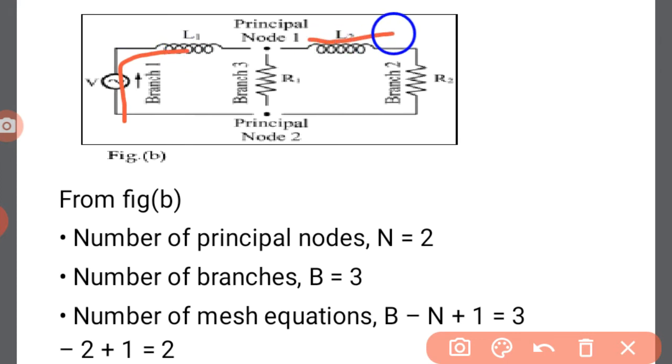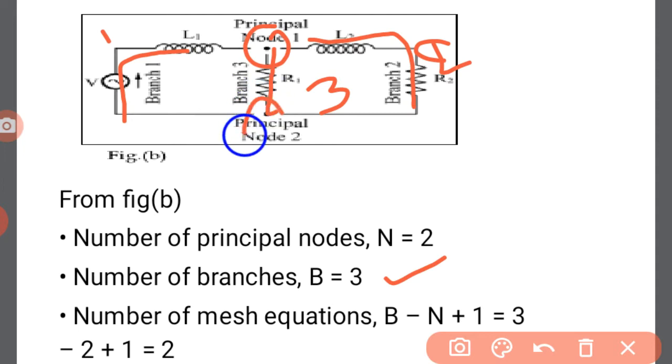Next, L2 and L3 are another branch, that is first branch, second branch. Again, this one is the third branch, and the number of branches is equal to 3. These 3 are connected between 2 points, that is 2 nodes, node 1 and node 2. So node 1 is a principal node, node 2 is also a principal node. It is also called the reference node, and the number of principal nodes n is equal to 2.